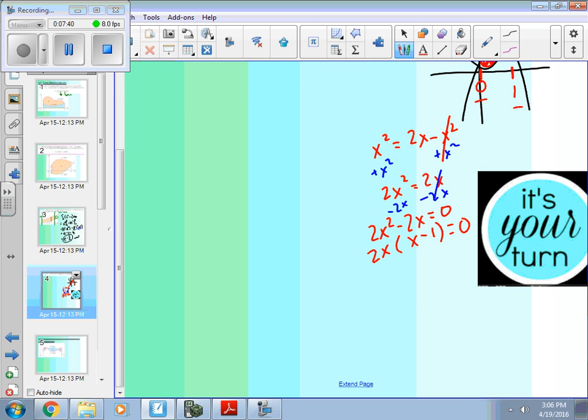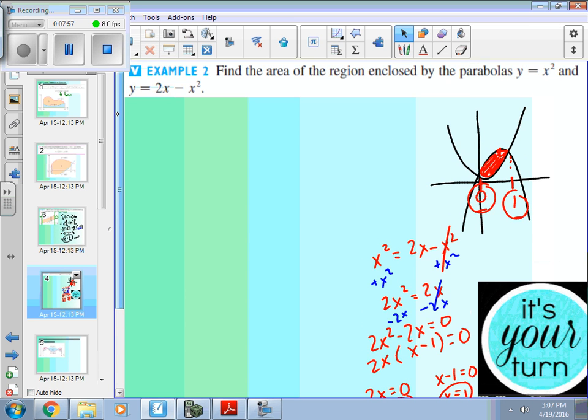Now if we set both factors equal to 0, we should get the two places these are going to intersect. Here if we divide by 2, it's 0. If here we add 1, we get 1. Same two things we got here of 0 and 1. So that's how you can do it algebraically if the graph doesn't provide you with enough information.